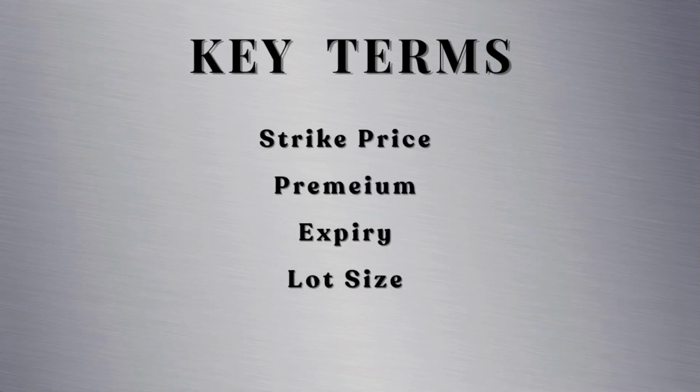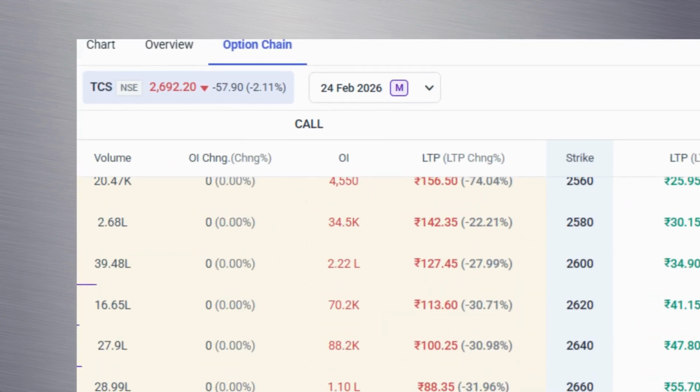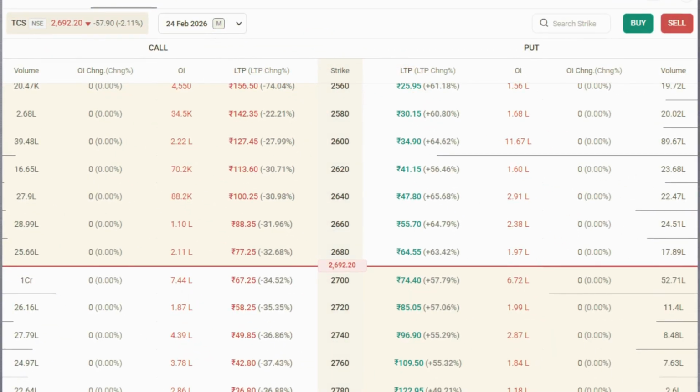Now let us understand expiry. All these contracts are valid only till the selected expiry date, which is 24th February 2026 in this case. After that date, the option contract ceases to exist. Suppose you buy the 2,740 call at premium 49 rupees and 85 paise.